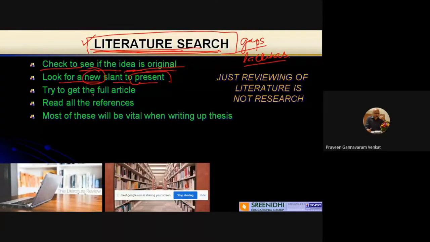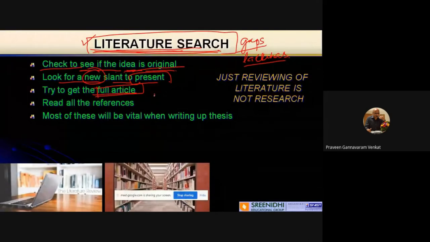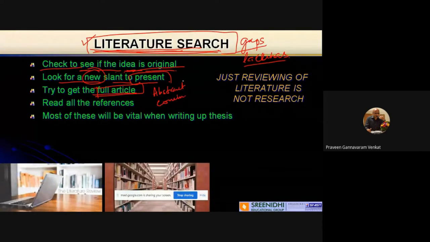Try to get the full article. The full article is most important. Sometimes we may read only the abstract or only the conclusion, but we have to get the full paper. Then you can get the full idea about that topic. Also read all the references given at the end. Every publication will have references. We have to cite references after writing our papers, so references are also most important, and will be vital when writing the thesis.